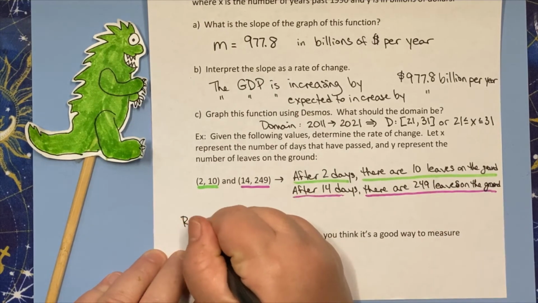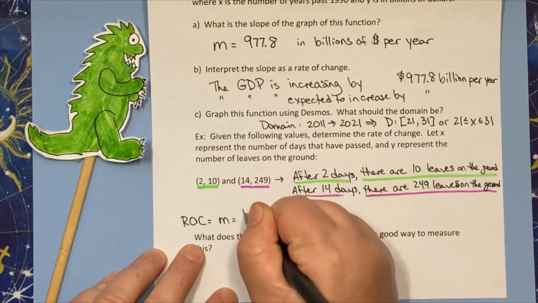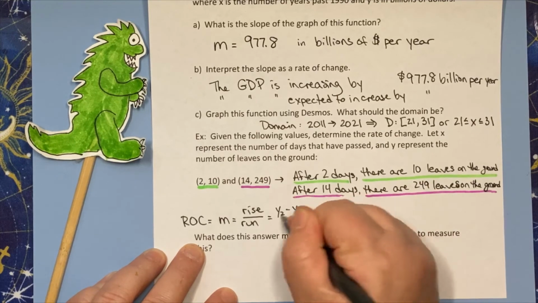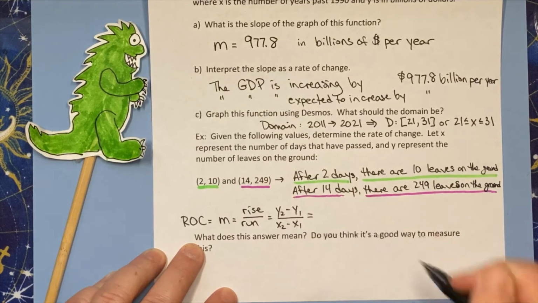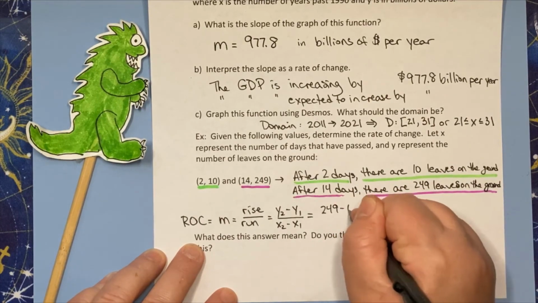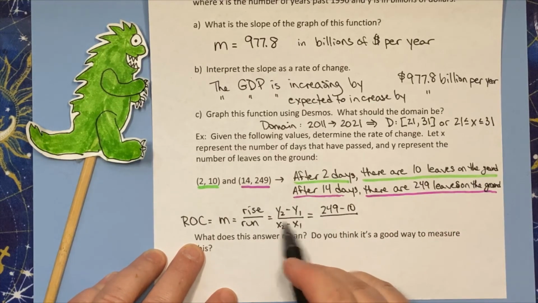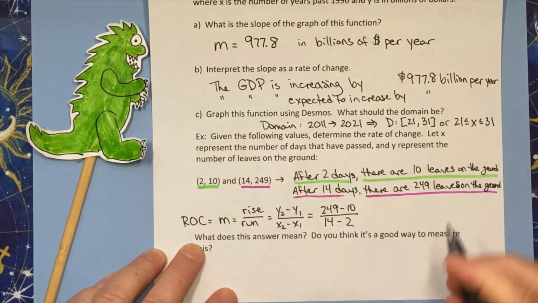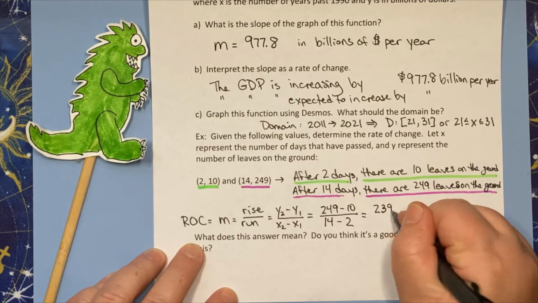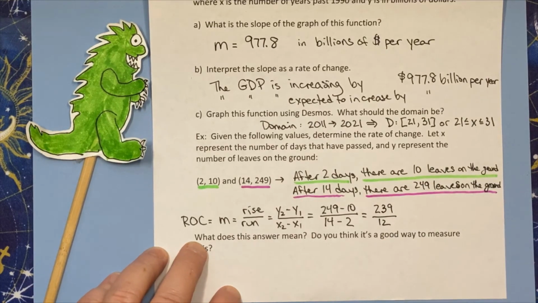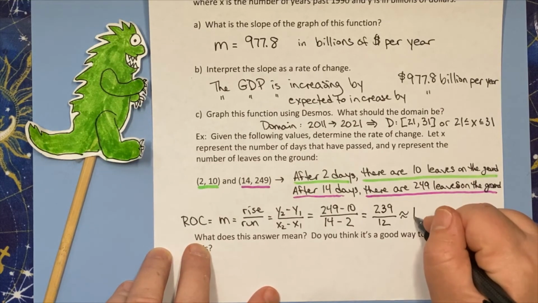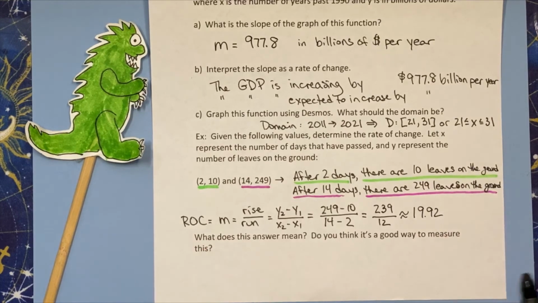So the rate of change, ROC, is the slope, which is the rise over the run, which is y2 minus y1 all over x2 minus x1. I'm going to go ahead and choose the purple guys first. So 249 minus 10 all over x2 minus x1, that's 14 minus 2, so the difference in the y's over the difference in the x's. That's 239 over 12. And through the magic of television, that's approximately 19.92, I believe. We can double check it.